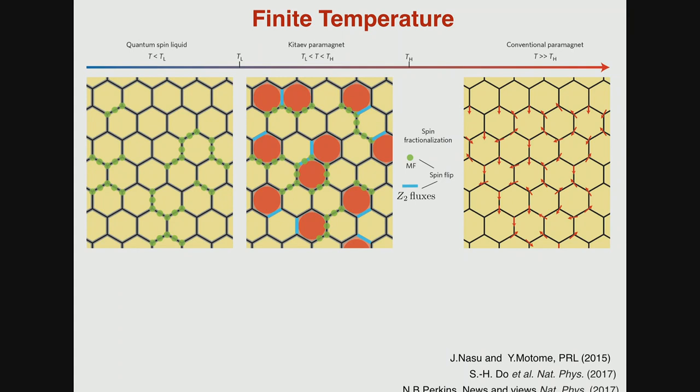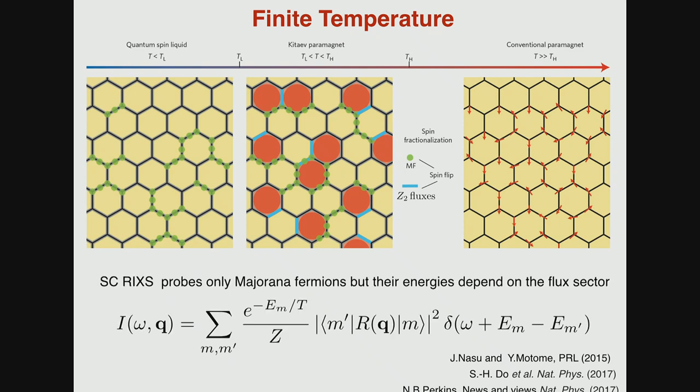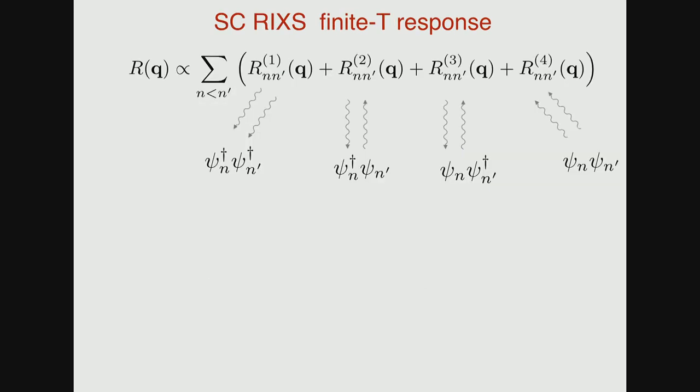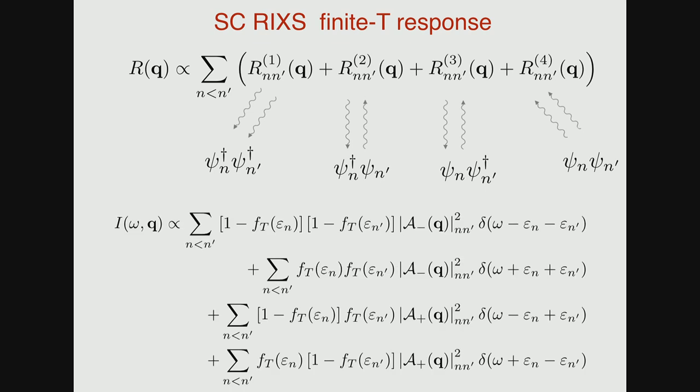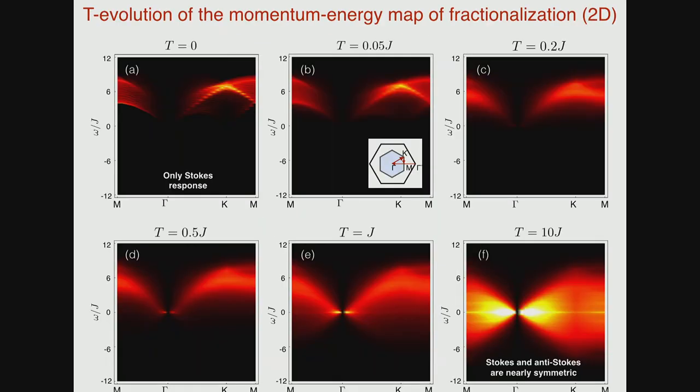At finite temperature, what's happening? The evolution at finite temperature is like this. As I said, at low temperature, fluxes are not excited, and we are probing only Majorana fermions in a zero flux sector. Then there is an intermediate temperature where we are probing Majorana fermions in the presence of a disordered flux configuration. And then at high temperature, it's the paramagnet. And that's how we should modify the formula for RIXS intensity. So these are the RIXS vertices, which give us the contribution.